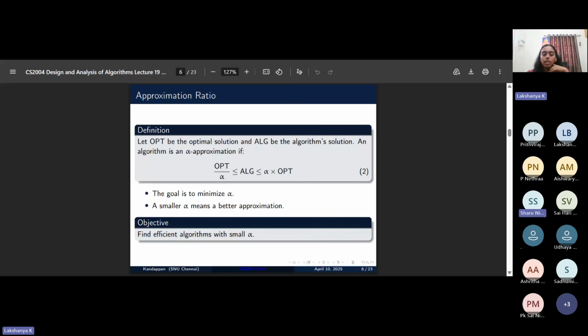If alpha is equal to 1, it means your optimal solution and your approximate solution are the same, which is theoretically possible but practically not. So the idea is to bring your alpha as close to 1 as possible. Alpha will be greater than 1, but try to bring it as close to 1 as possible. That's the idea. So do you understand what approximation ratio is?